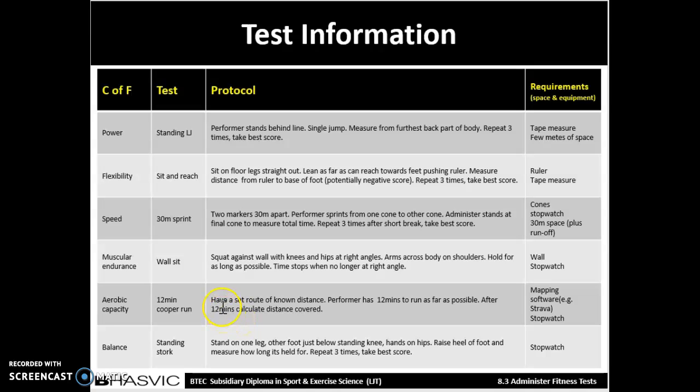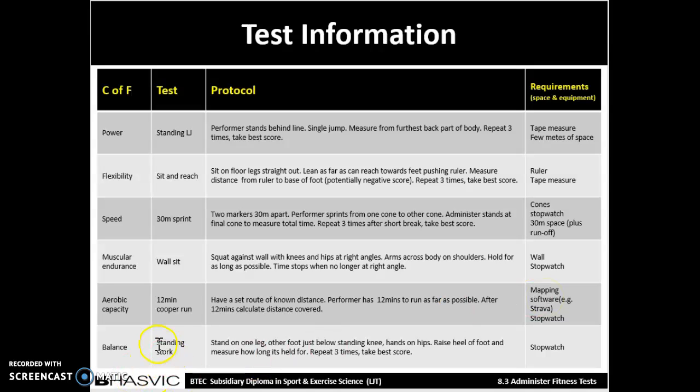For this, I decided to have a set route of a known distance, and then the performer has 12 minutes to run as far as possible, and then after the 12 minutes, I would then calculate the distance covered. And due to equipment available, we'd be using a mapping software such as Strava and a stopwatch to measure the time. And the mapping software is to measure the distance covered.